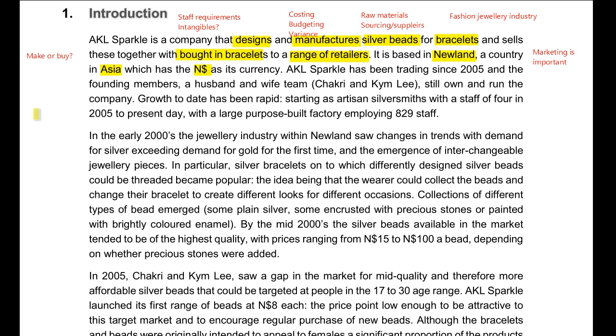So Sparkle has been trading since 2005. So that's coming up to 15 years since they first started trading, which is not brand new, obviously. It's not very young, but it's not a very, very long time either. Certainly not long enough to be considered well established in the fashion industry. Maybe we'll learn more about that as we go through, but I'd say 15 years is probably still considered to be a fairly new company.